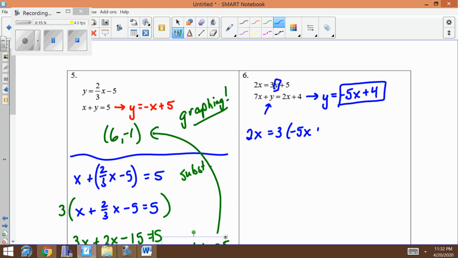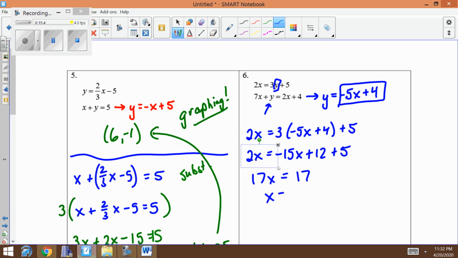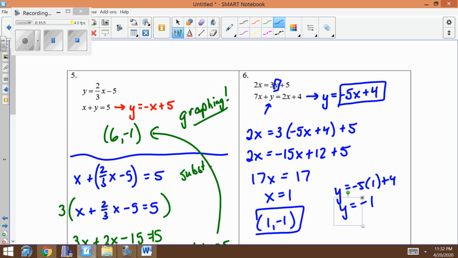Now, again, is it required to do substitution? No, absolutely not. This is where you have a chance to choose whichever method is your favorite here. So just don't go too fast. I tend to go too fast on these, like right now, and that gives us x is equal to 1. Sub it back in, negative 5 times 1 plus 4, or negative 1. So we get positive 1, negative 1 here.